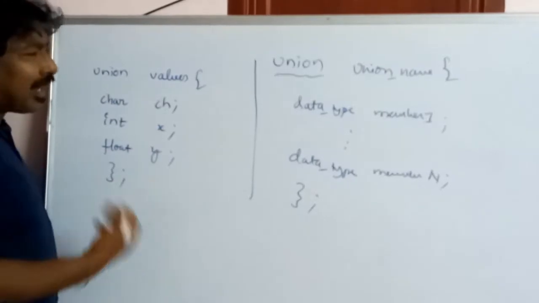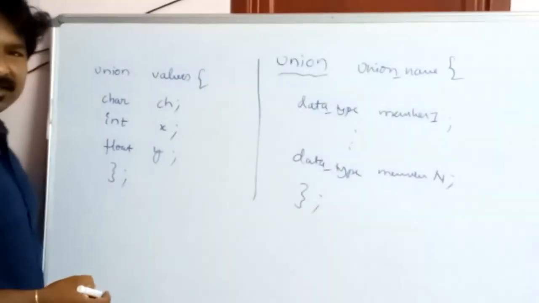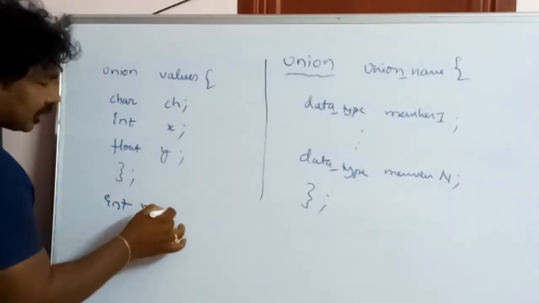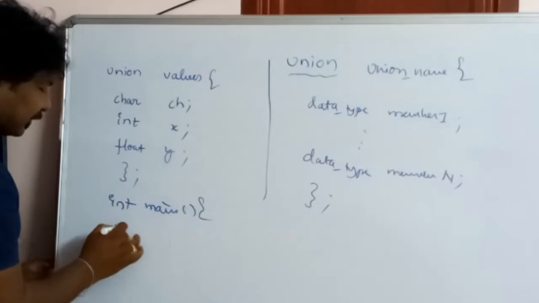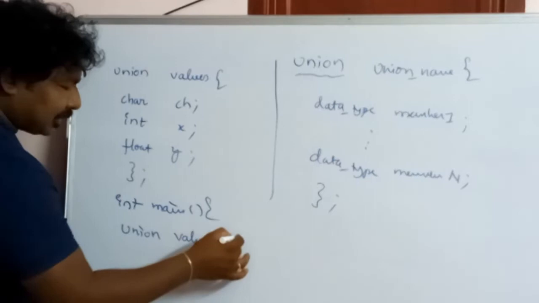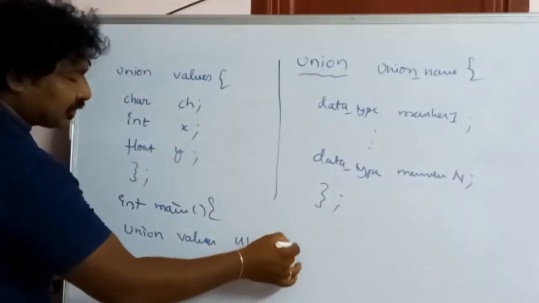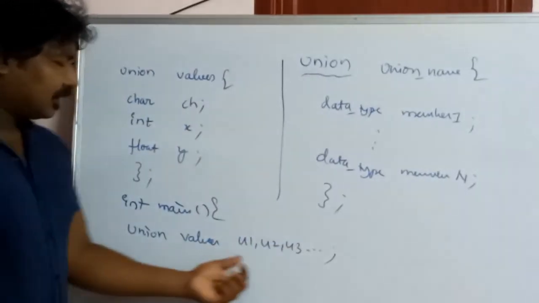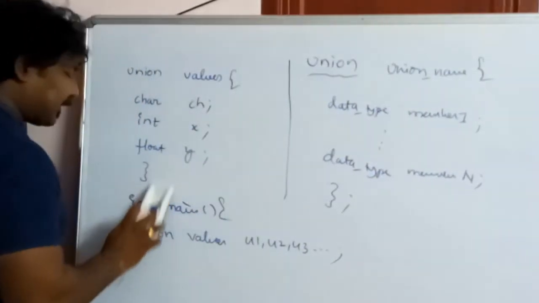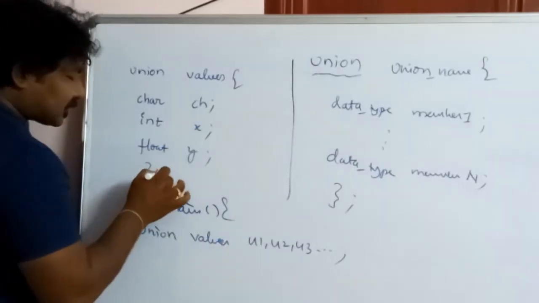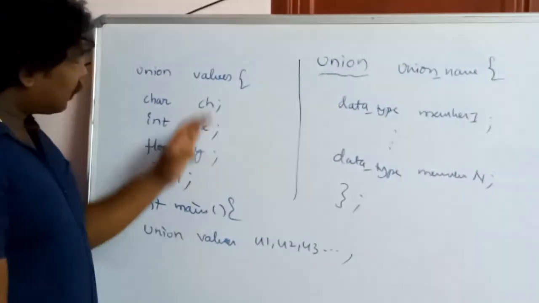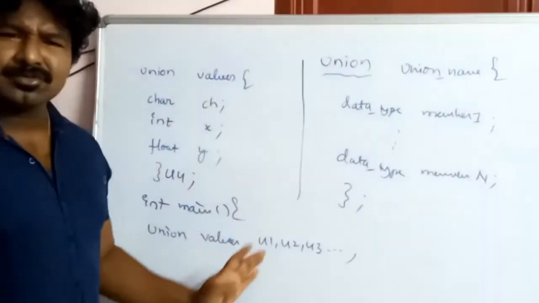Then what happens when I create variables for this union? Similarly to a structure, you can create variables like this: union values u1, u2, u3. Similarly you can declare any number of union variables. Like a structure, if you want, you can declare the variables here also, some u4 something like this, between this closing brace and semicolon. Friends, in all these features this is almost looking like a structure.